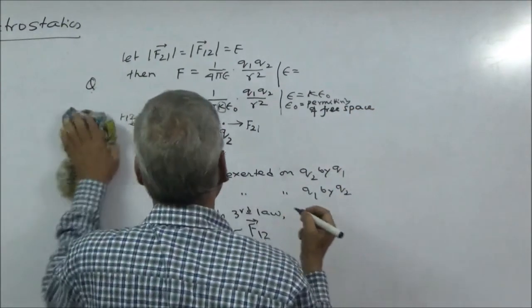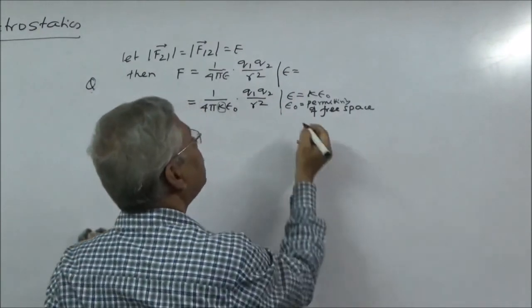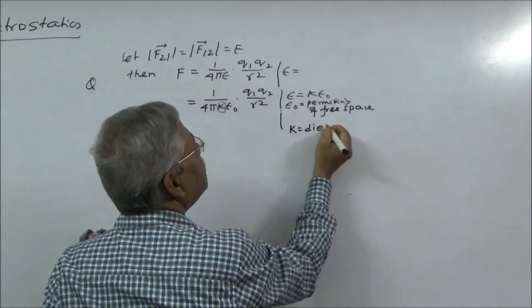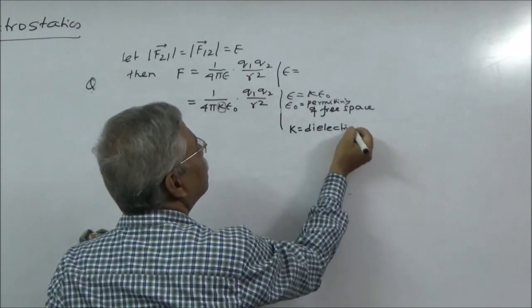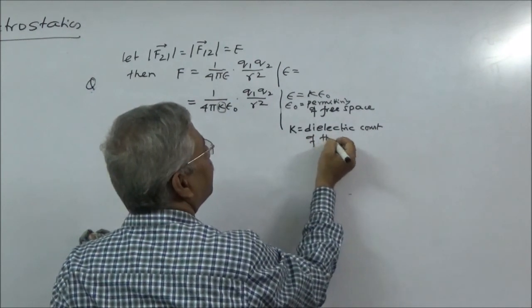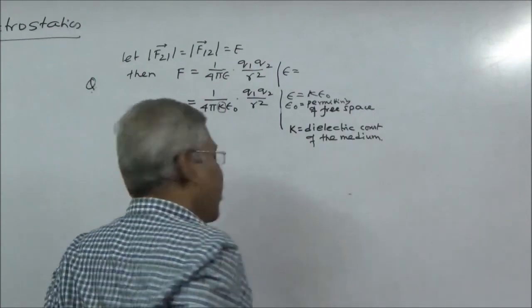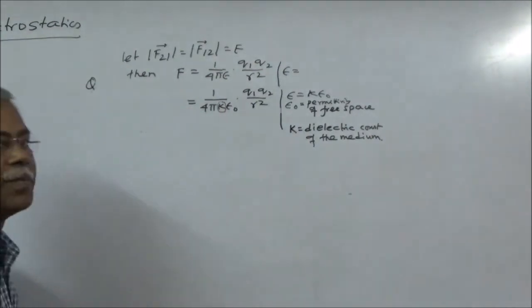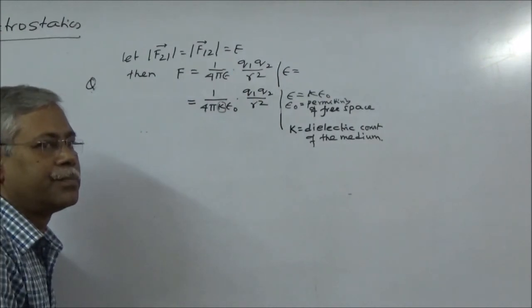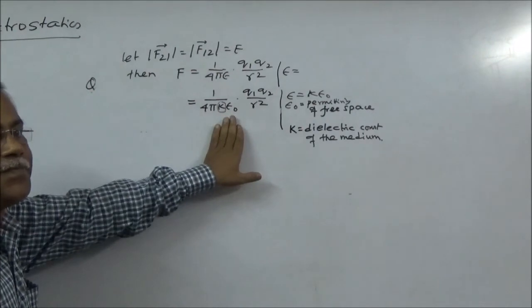Permittivity of free space, and K is the dielectric constant of the medium. So I am explaining this once again.